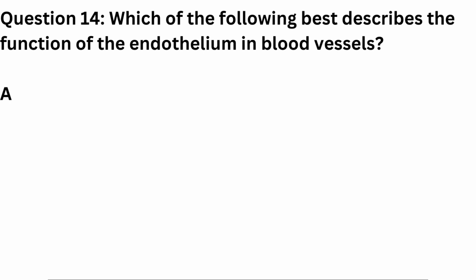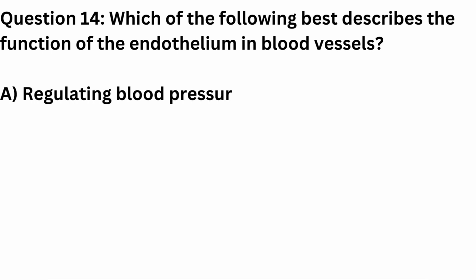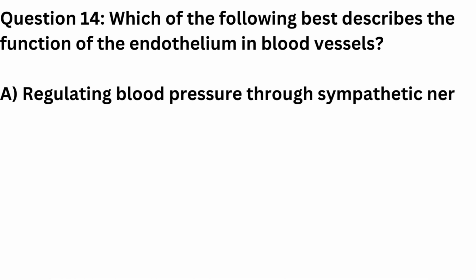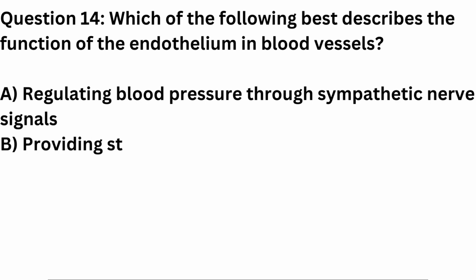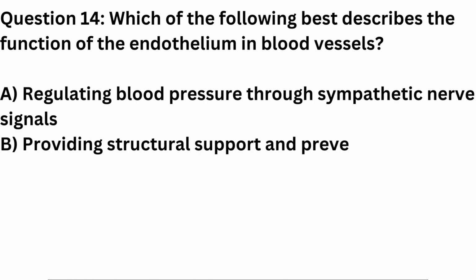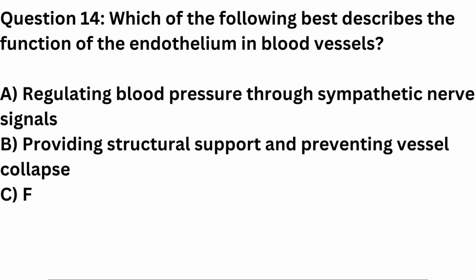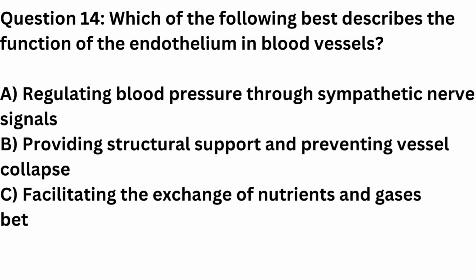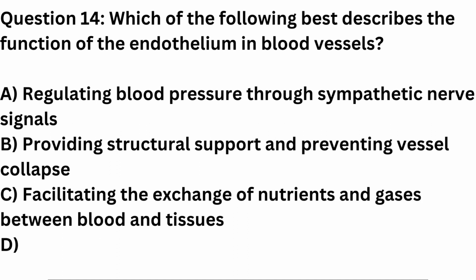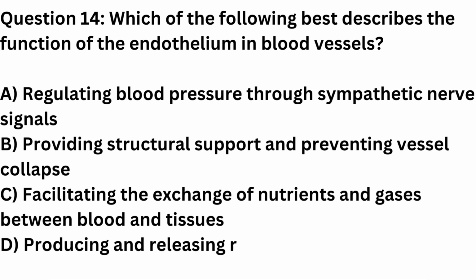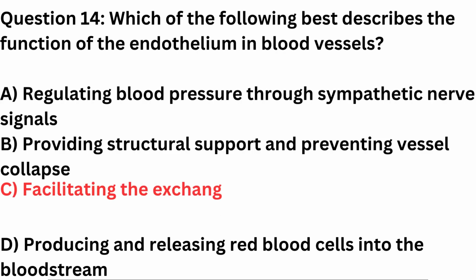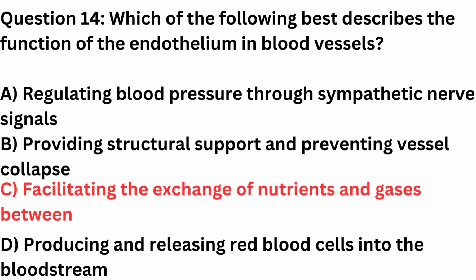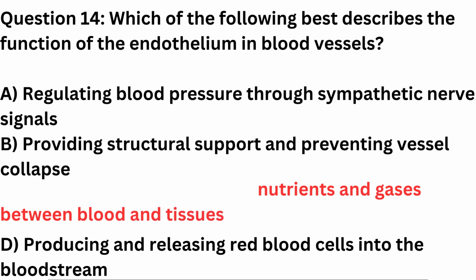Question 14. Which of the following best describes the function of the endothelium in blood vessels? A. Regulating blood pressure through sympathetic nerve signals. B. Providing structural support and preventing vessel collapse. C. Facilitating the exchange of nutrients and gases between blood and tissues. D. Producing and releasing red blood cells into the bloodstream. Correct answer is C. Facilitating the exchange of nutrients and gases between blood and tissues.